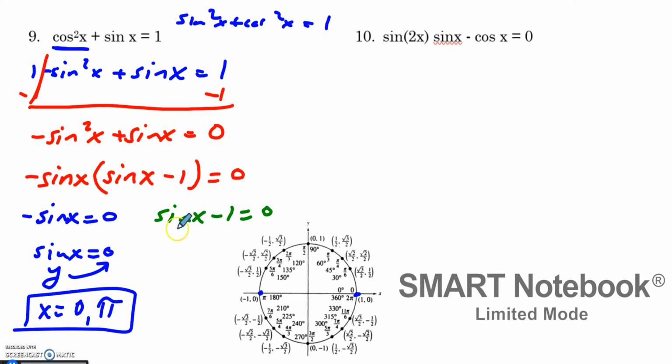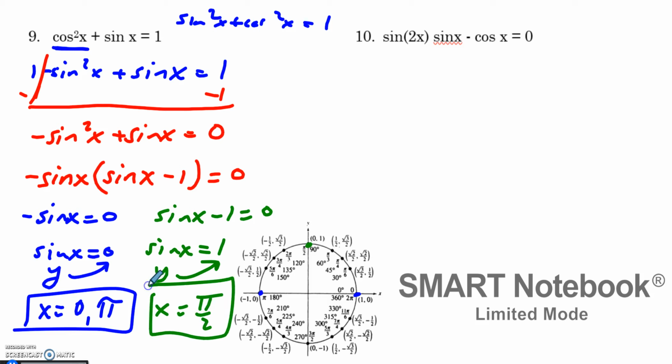If I solve the second equation, I have sine x equals positive 1. So where are the y values positive 1? Well, there's only one place that that's true, at pi over 2. So there are three answers to number 9: 0, pi, and pi over 2.